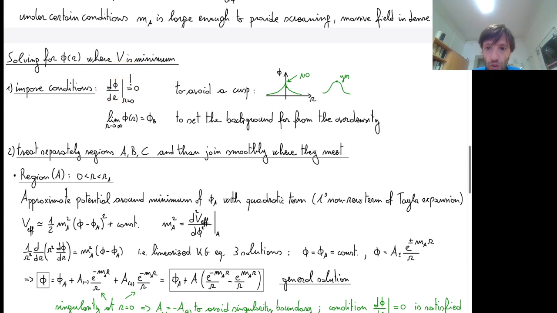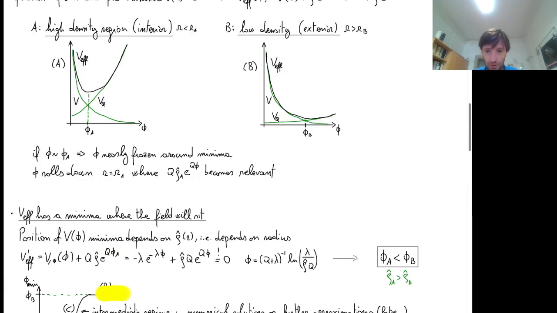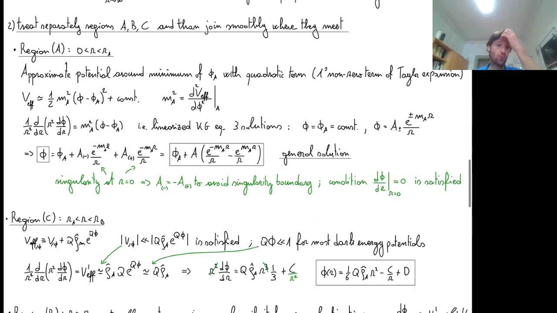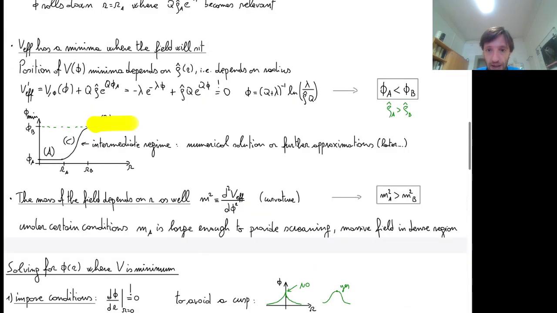Moreover, we want our function describing the radial dependency of the field with respect to r at infinity to give us phi of b. Okay, that's just because we have this expression at infinity. We want the value of the field related to the density of the background. So this is the other constraint. So these are the two constraints that we are going to impose on the radial distribution of phi, the scalar field.